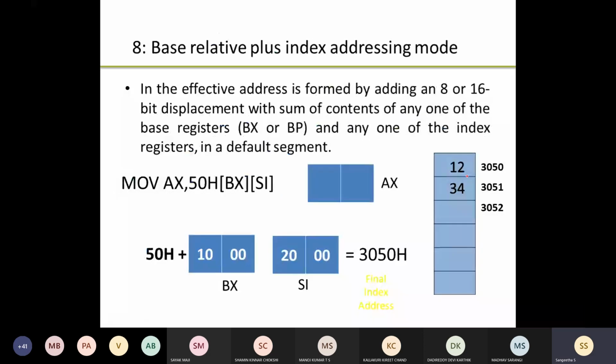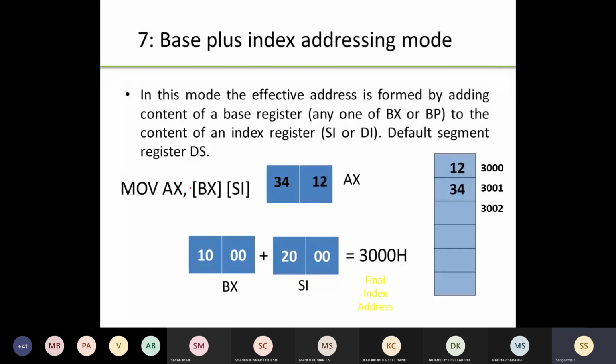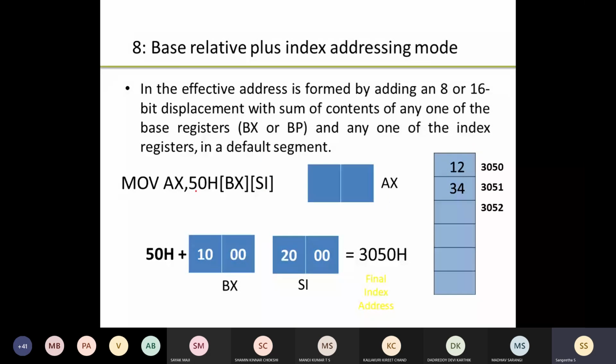And the last one is base relative plus index addressing mode, which means whenever you are given with the relative, which indicates some displacement is given to the content. Same like previous, along with this, if you have any displacement content, it can be 8-bit or 16-bit data, then it comes under the base relative plus index addressing mode. So you will add these two, like along with 50, you have to add BX plus SI. It will be the final indexed address. That will be 12.